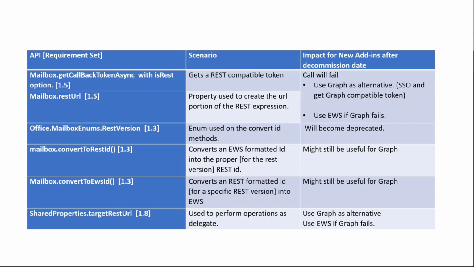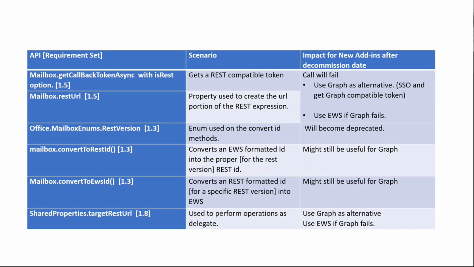Now the other thing that I want to comment on is more detail about exactly what's impacted. We have all these APIs, and I'm going to go one by one telling you what the story is. Obviously, the getCallbackTokenAsync method with the isRest option is impacted. This is basically the API you use to get the REST compatible token. If you use the property isRest, you get a REST compatible token. Otherwise, you get an AWS compatible token.